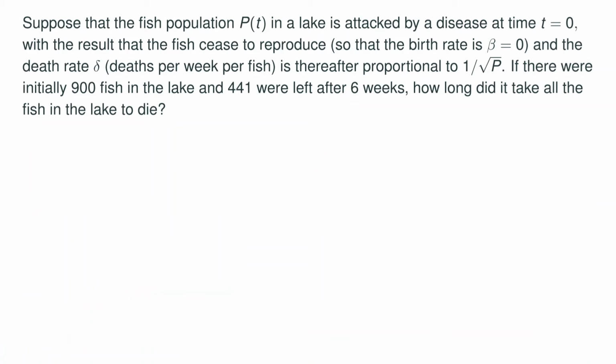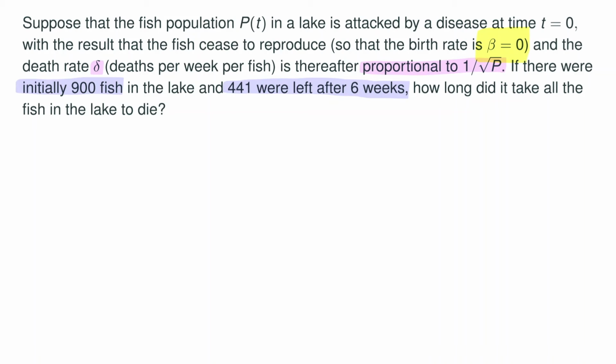Suppose that the fish population, P of t, in a lake is attacked by a disease at time t equals 0, with the result that the fish cease to reproduce. So our birth rate, beta, is 0, and the death rate, delta, deaths per week per fish, is proportional to 1 over the square root of the population. If there were initially 900 fish in the lake and 441 were left after 6 weeks, how long did it take all the fish in the lake to die?